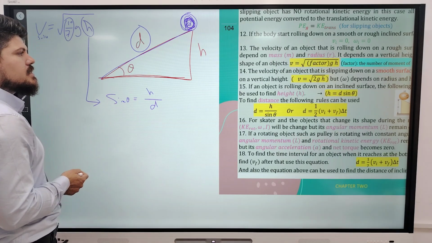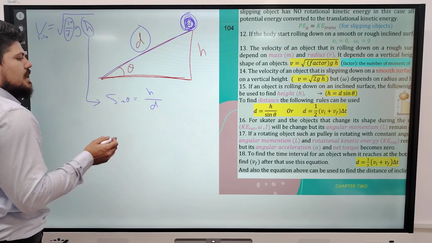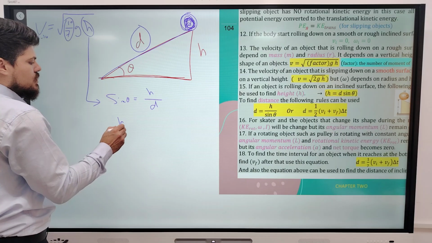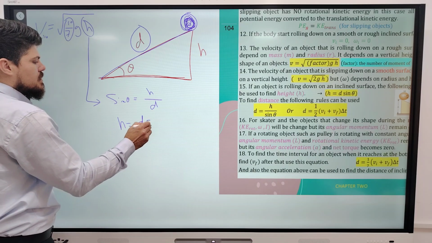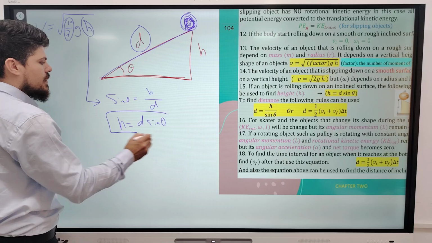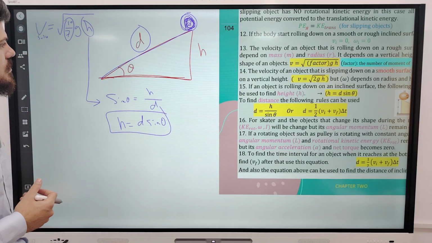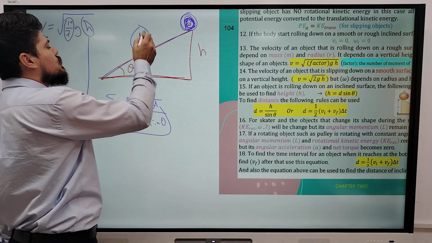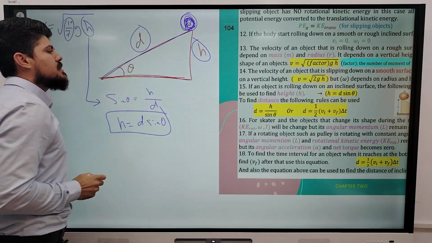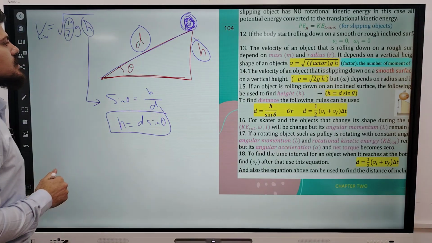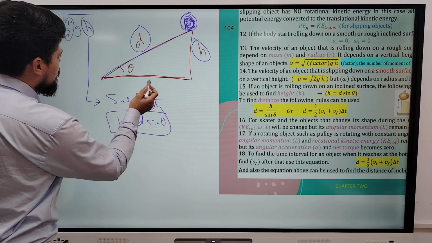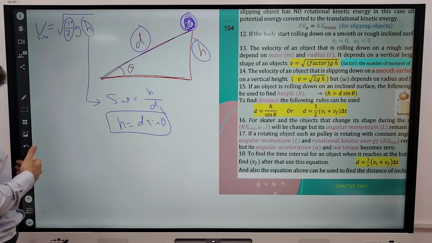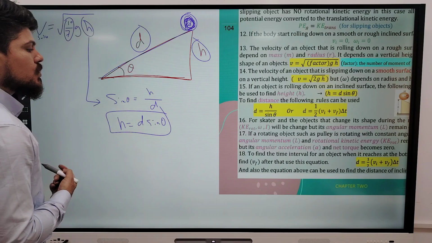If you have the angle and distance of the incline, you can find out the height of the incline, which is equal to what? d sine theta. Okay? Because in some questions, the height is not given. You have to try to find the height, but instead of height, the distance and the theta must be given. And if the adjacent is given for the incline, you can also find the height by using cosine.